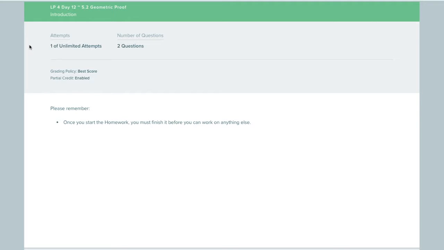The other thing is the attempts here. It's always unlimited attempts, so make sure you can come back in and try this assignment as many times as you would like. That's true for homework assignments, quizzes, and tests. This particular section only has 2 questions on it, so it just depends on the section for the number of questions. Grading policy is always best score, so whichever attempt is the best one is one you keep.